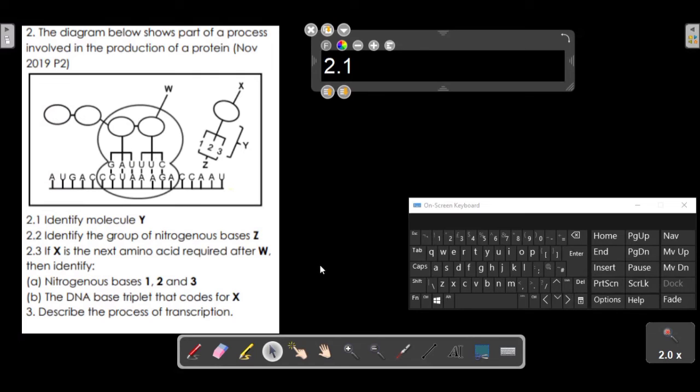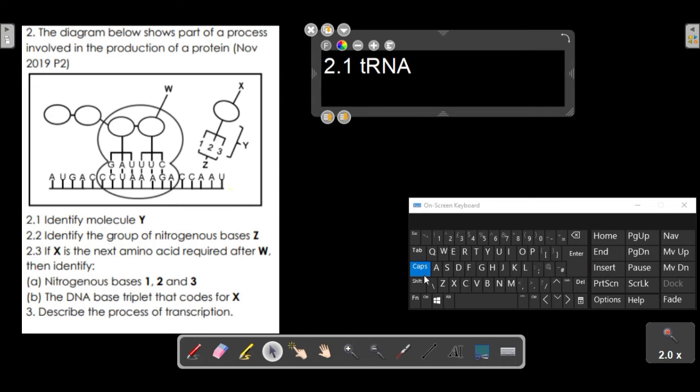Okay, so 2.1 says identify molecule Y. Molecule Y, this molecule over here, and of course that is the tRNA, guys. That's the tRNA, right? That's 2.1. Then 2.2 says identify the group of nitrogenous bases Z.